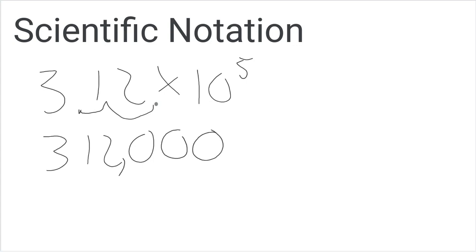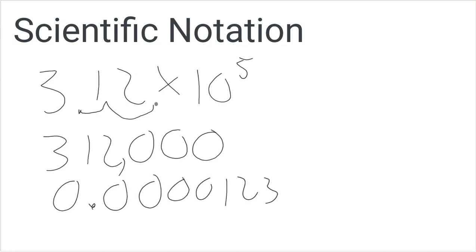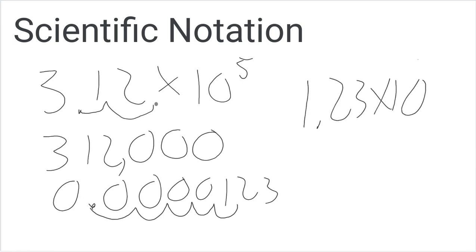So if they'd given us a really small number, 0.0000123, I would have had to move it 1, 2, 3, 4, 5 times. So it's 1.23 times 10 to the negative 5.